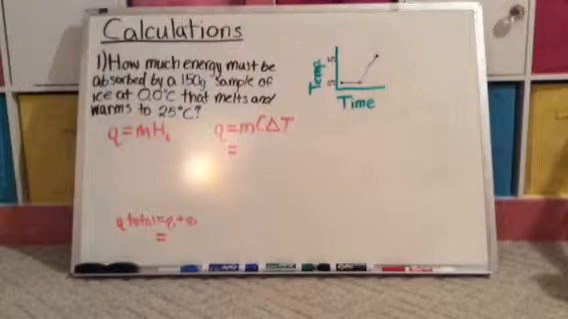For our first calculation problem, we have: how much energy must be absorbed by a 150 gram sample of ice at 0 degrees Celsius that melts and warms to 25 degrees Celsius.